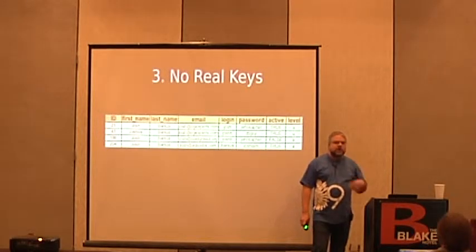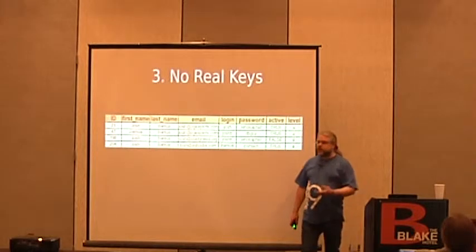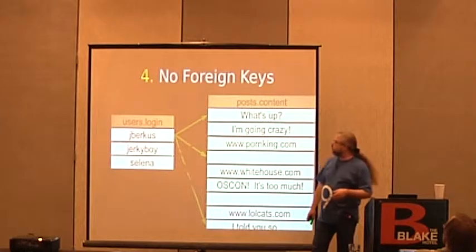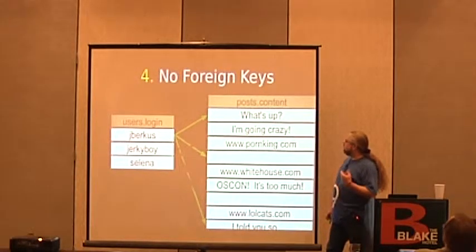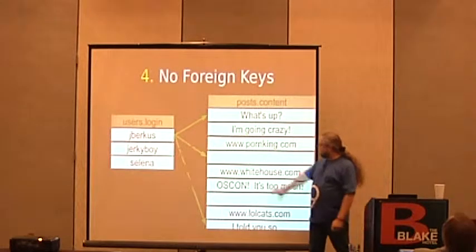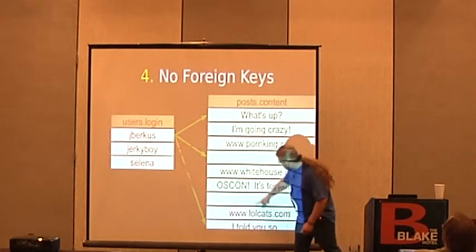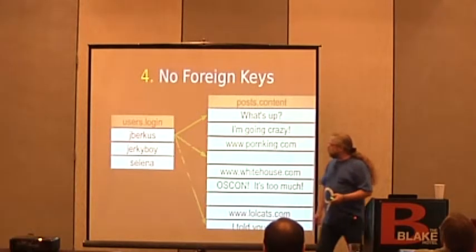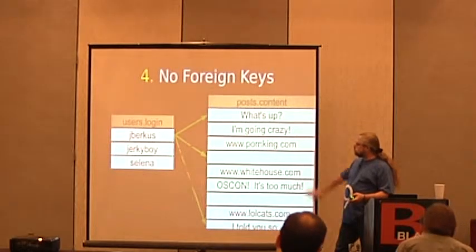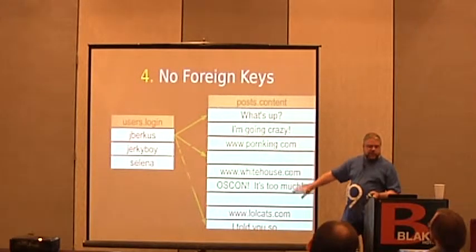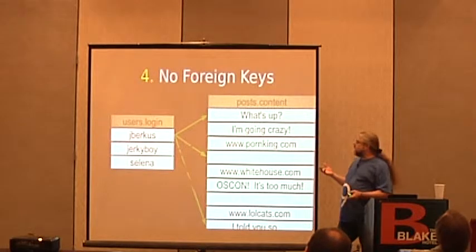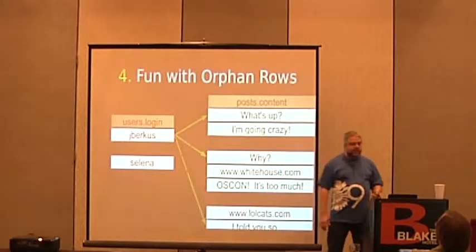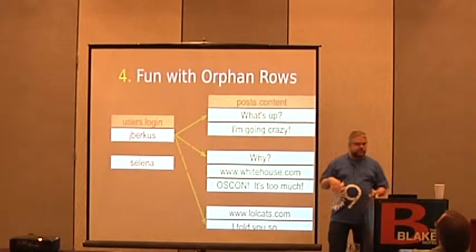Our second key technique is, of course, since we're not going to have any real unique keys, we're not going to have any foreign keys either. One of the nice things about having no foreign keys is that we can have fun with orphan rows, where things can become completely orphan, and that way they show up on one count and not on the others.